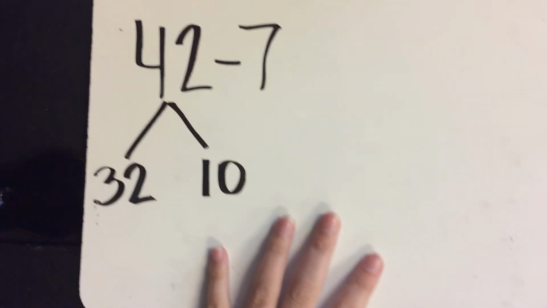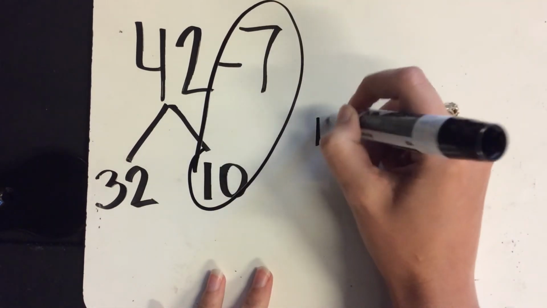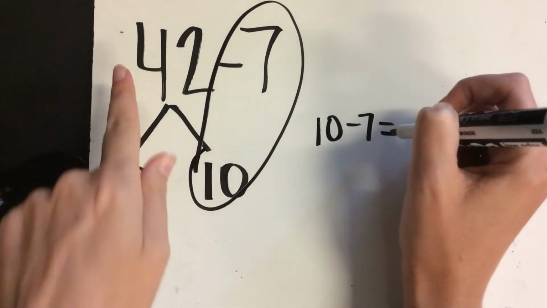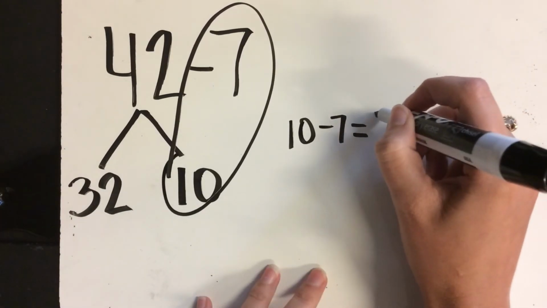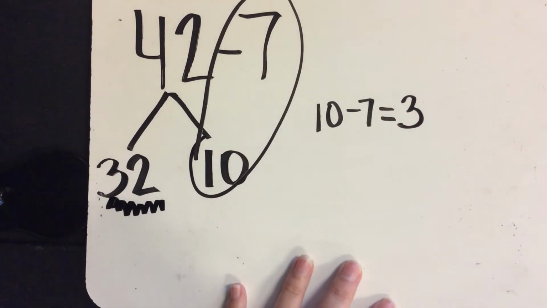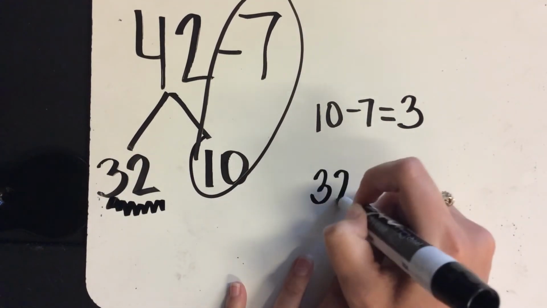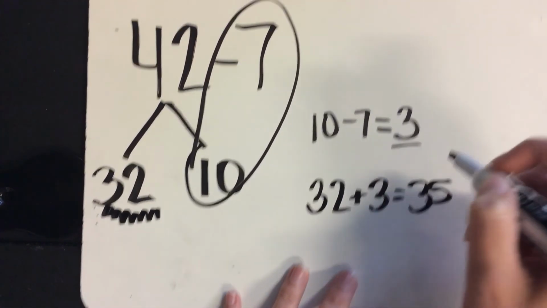So once you have the number bonds set up, then students can solve 10 minus 7. 10 minus 7 is a lot easier to solve than 42 minus 7 because we can do 10 minus 7 in our heads. 10 minus 7 is 3. But we absolutely cannot forget about this number. This number is still a part of our problem. We have to add that back in. So 32 plus 3 equals 35.